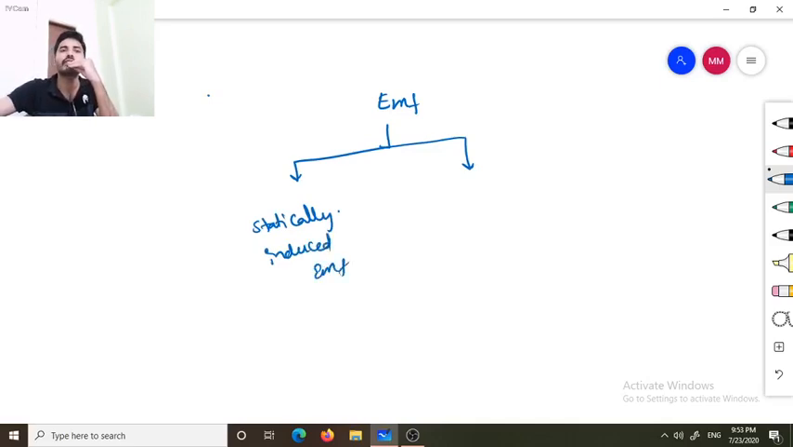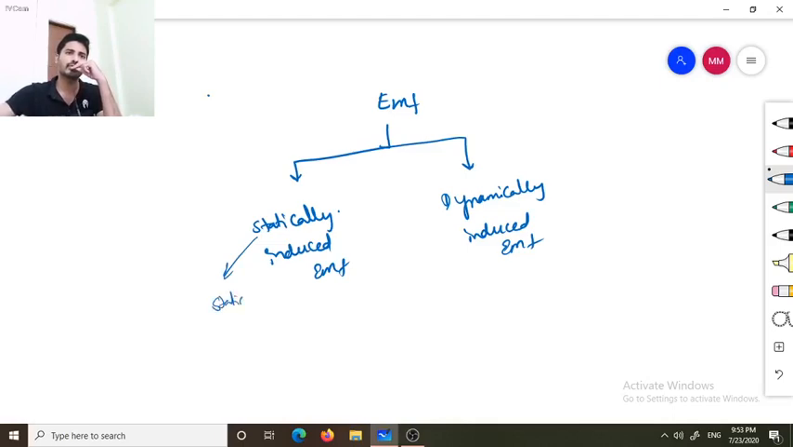EMF is classified into two types: statically induced EMF and dynamically induced EMF. Now, what is a statically induced EMF? One should understand this. It occurs due to stationary conductors, that means stationary windings, linking with a rotating or alternating field.